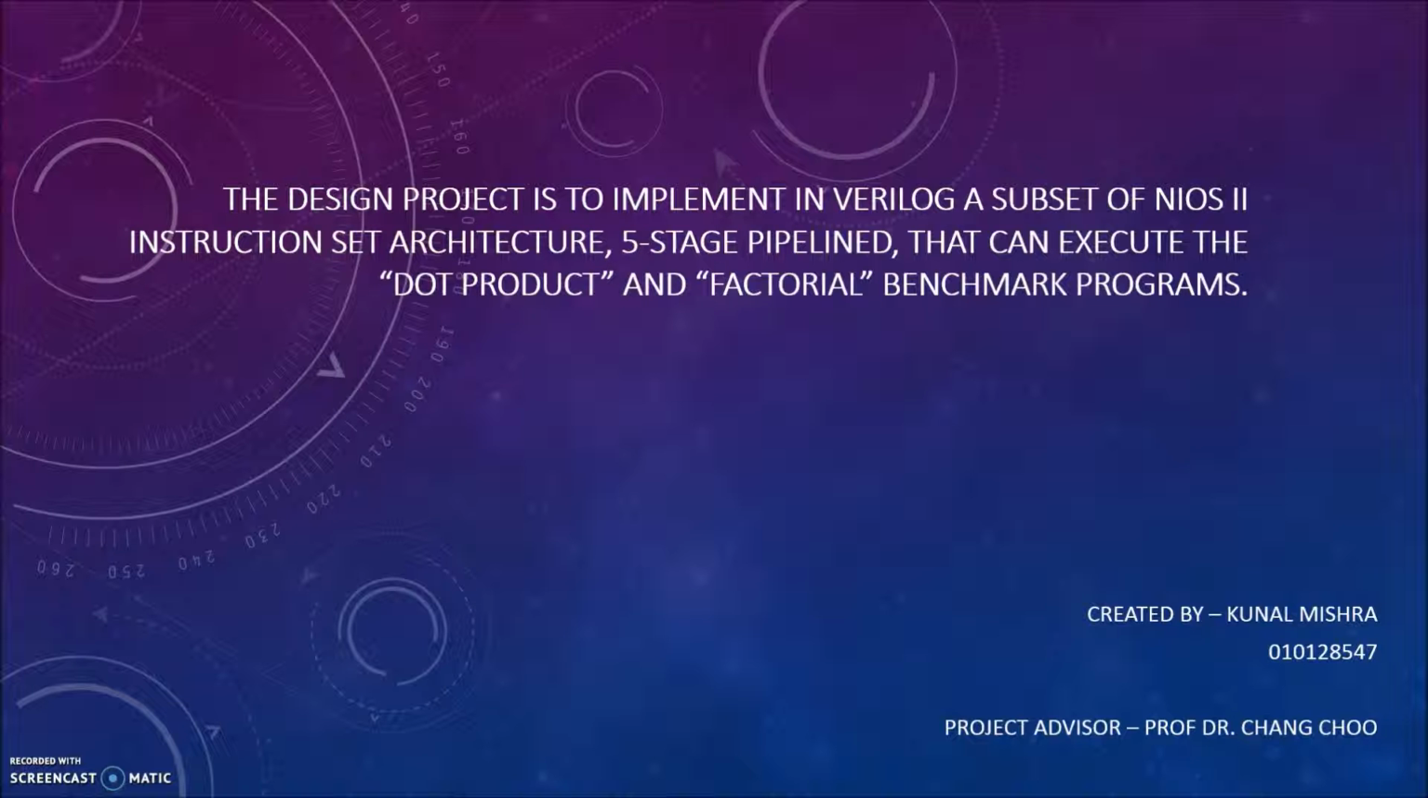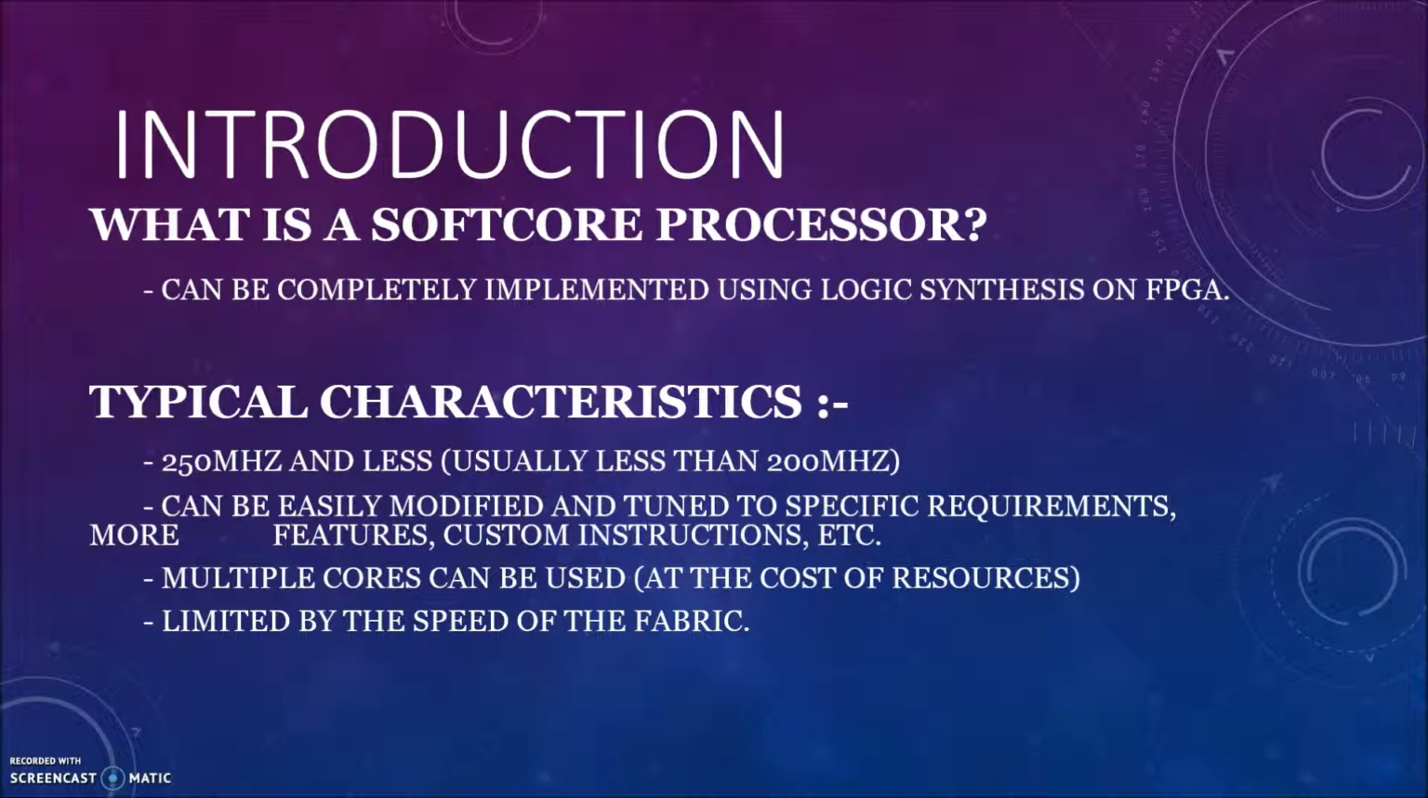So moving towards the introduction. What is a soft core processor? Mainly, soft core processors are logic synthesis used in FPGAs. The typical characteristic of such processors is a clock speed of 250 MHz or less than 200 MHz. They can be easily modified and tuned to specific requirements, more features, custom instructions, etc.